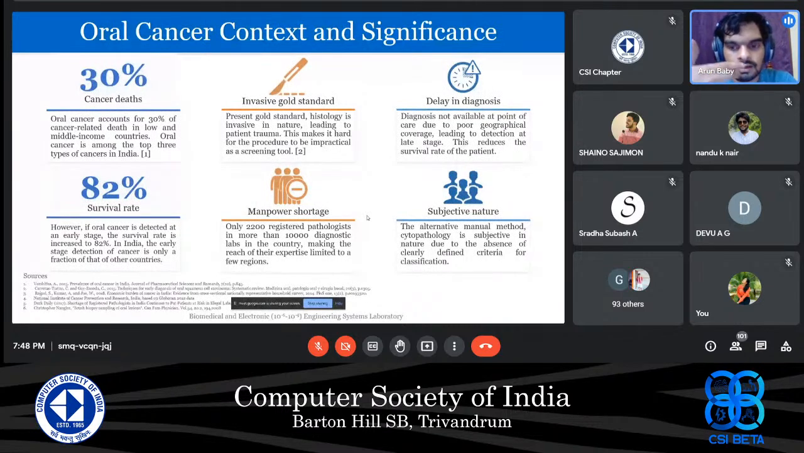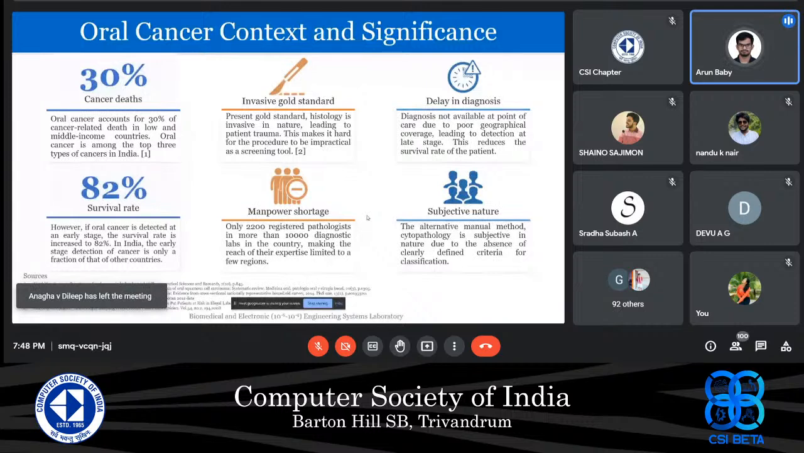Other than that, studies have shown that for oral cancer, if a person is detected at a very early stage, he or she is more likely to survive than a person who is detected at a later stage. This is especially true for oral cancer, and the survival rate is increased by 82% if detected early.